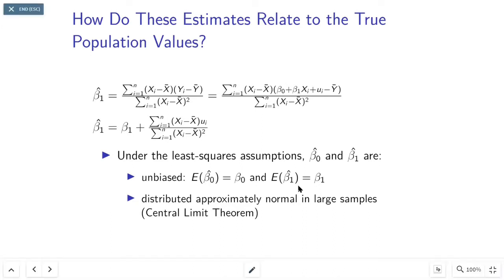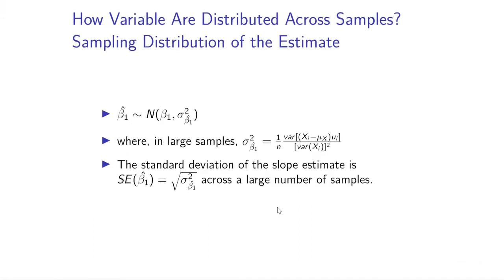Additionally, if the least squares assumptions hold, then based on the central limit theorem, the distribution of the OLS estimators is approximately normal if the sample size is large. Formally, if the least squares assumptions hold, then beta 1 hat follows the normal distribution with a constant mean of beta 1, which is the true population parameter, and a constant variance. The variance of beta 1 hat is given by this formula here.